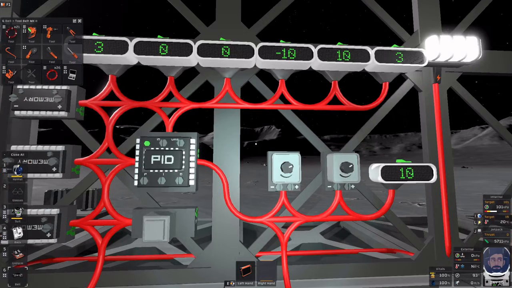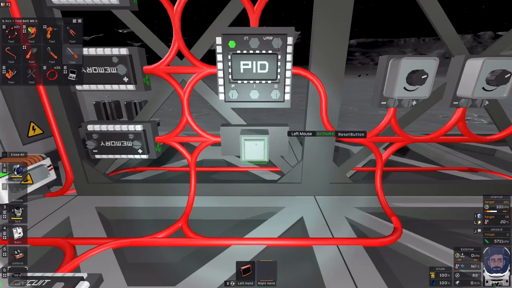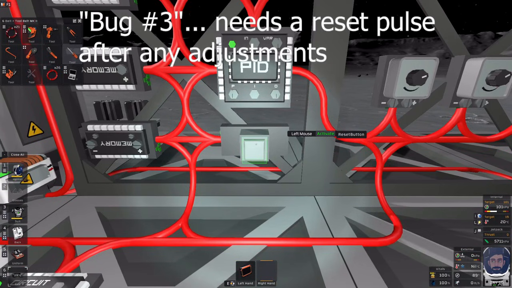And that's what the reset button is for, to correct it. And as you can see, now it's back to 3, and that fixes things. So yeah, that's technically bug number 3. We have to use the reset button. We have to give it a reset pulse in order for this thing to be properly configured and work correctly.